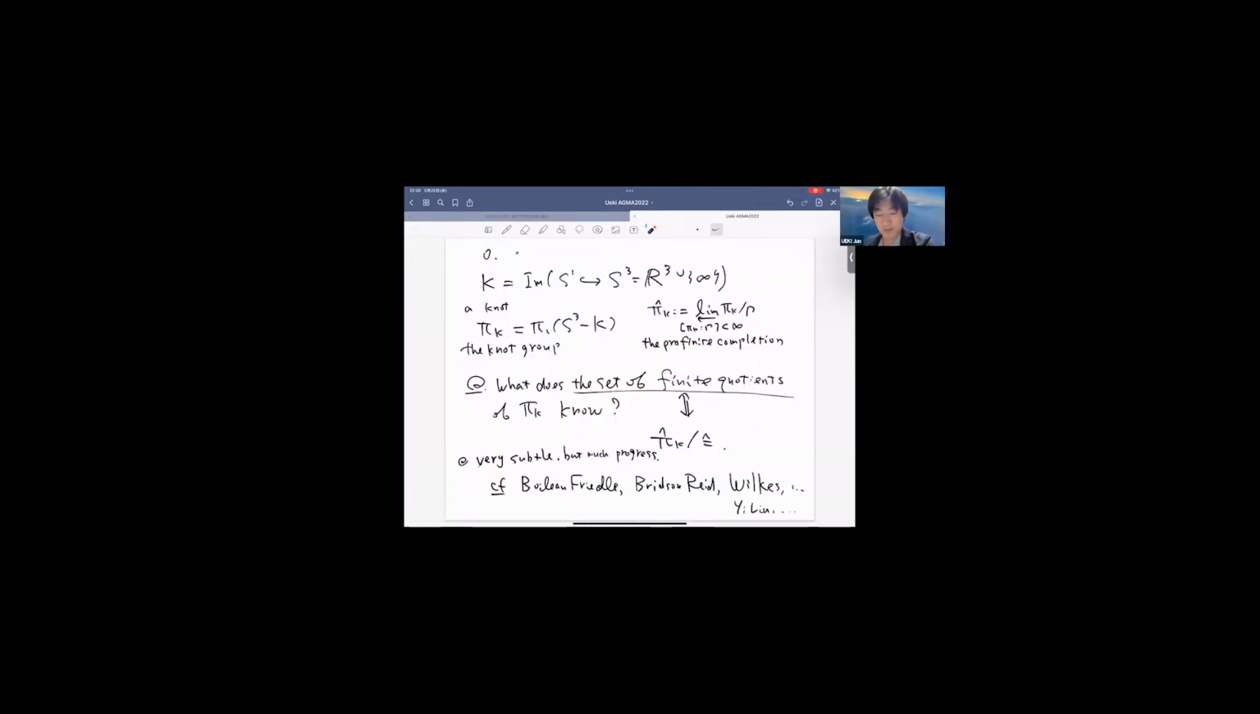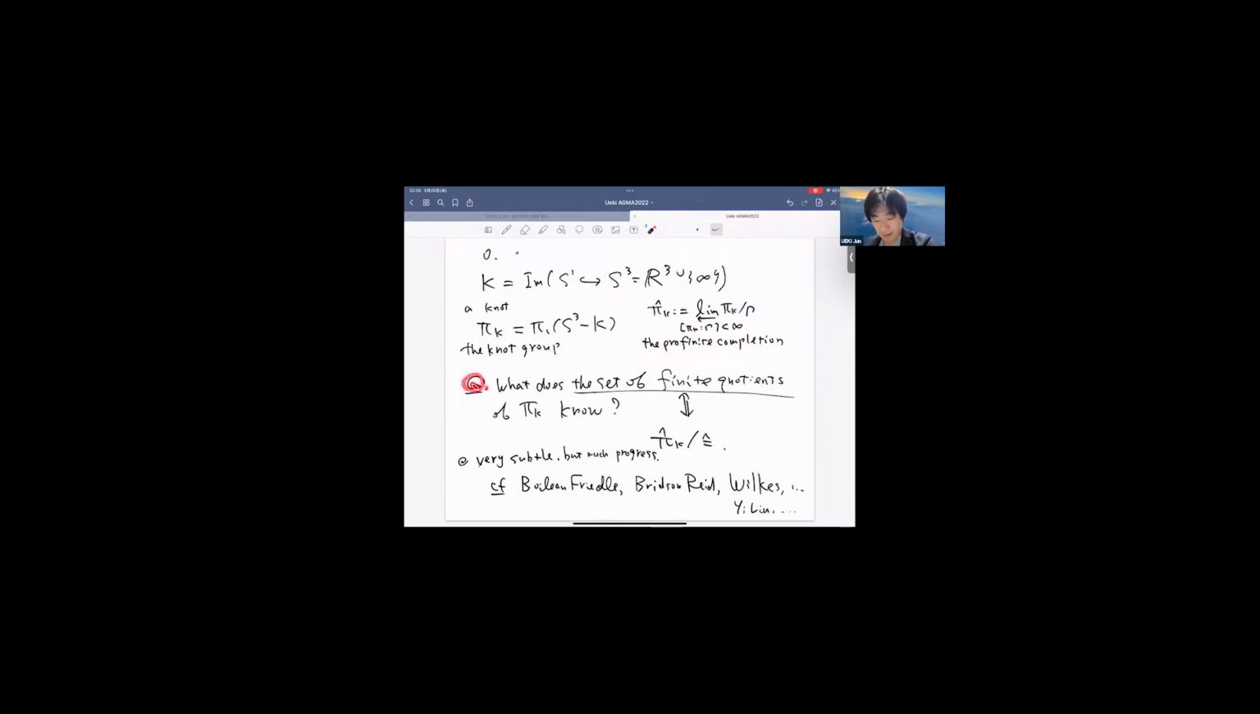First of all, I'd like to explain something on profinite rigidity. Let K be a knot, that is, the image of an embedding of the first sphere into the 3-sphere. Let pi K denote the knot group, and let pi K hat denote the profinite completion, that is, the inverse limit of the finite quotients.